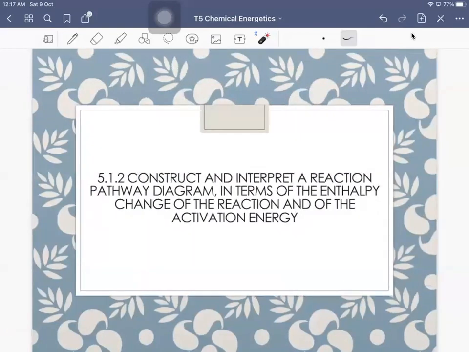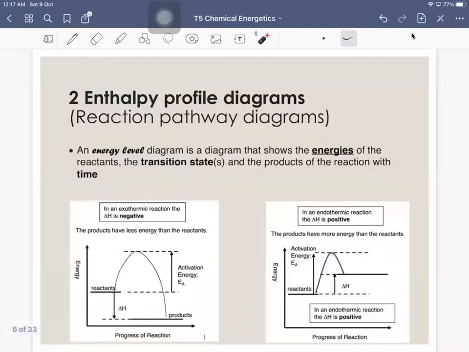Next learning objective is to construct and interpret a reaction pathway diagram in terms of the enthalpy change of the reaction and of the activation energy. Okay, so we want to look at the reaction pathway diagram, or sometimes called the enthalpy profile diagram. An enthalpy profile diagram will show you energy on the y-axis, and on the x-axis, usually they write it as progress of reaction. Okay, so you can see this as, say, maybe over time, when we look at the progress of the reaction.